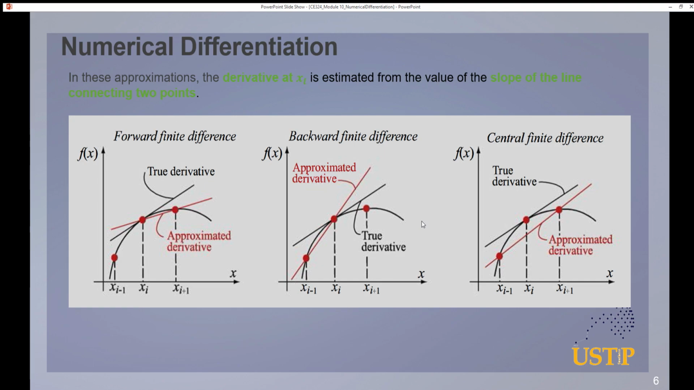Let's go back to our slide, okay? The points we use are: for forward difference, xi and xi plus 1. For backward, xi minus 1 and xi. And for central finite difference, xi minus 1 and xi plus 1. Okay?